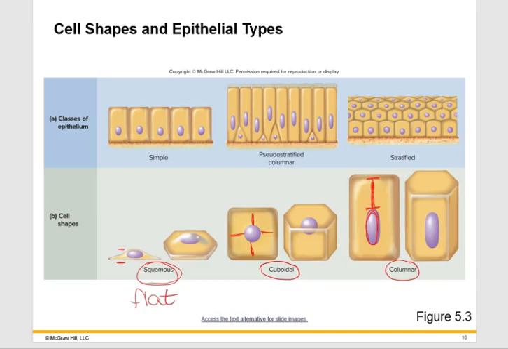Regardless of which of these three types of cells you have, they can exist in three different arrangements. It can be simple, which means it's one layer. It can be stratified, which means it's more than one layer. So see in this picture we have 1, 2, 3, 4 layers. Or something in between, which we call pseudo-stratified, because even though they kind of look like more than one layer, notice how the bottom of every cell touches that basement membrane.